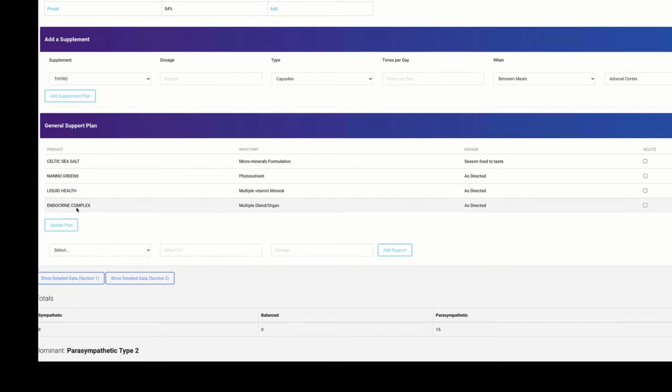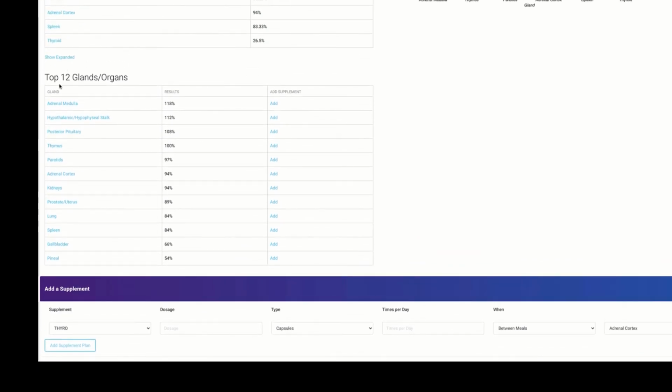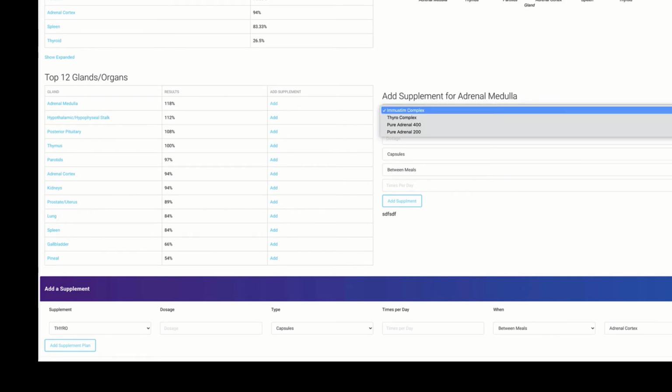Now what we do is we go more into a specific support as well, based on what glands or organs are coming up. So in this particular case, the adrenal medulla came up. So we want to add a supplement for the adrenal medulla. So we'll click on adrenal medulla and we'll wait and see what's going on.